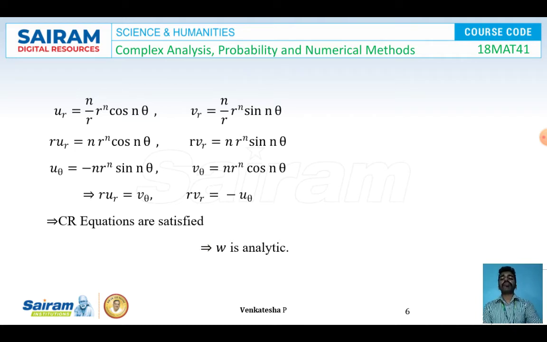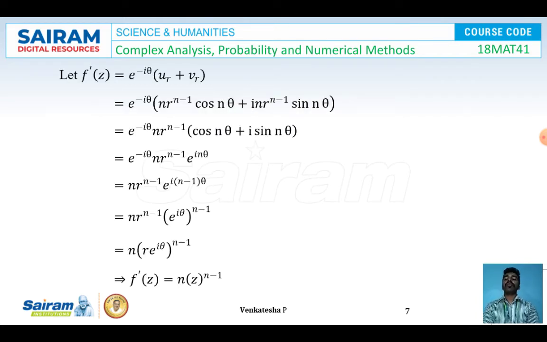Now I'm going to find f'(z) with the help of u_r and v_r. So f'(z) is given by e^(-iθ)(u_r + i v_r). So I'm keeping e^(-iθ) as it is. In the place of u_r I'm putting n r^(n-1) cos nθ. In the place of v_r I'm putting n r^(n-1) sin nθ. So I got e^(-iθ)[n r^(n-1) cos nθ + i n r^(n-1) sin nθ].